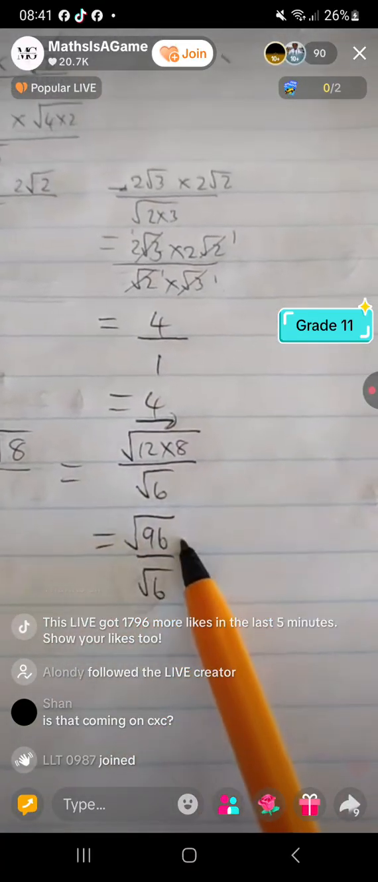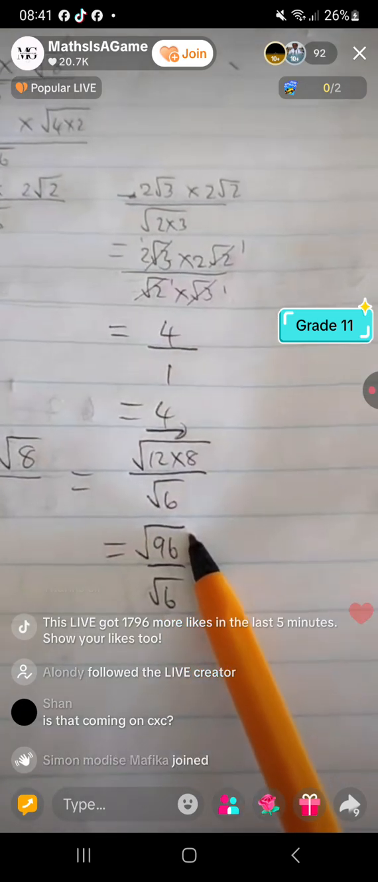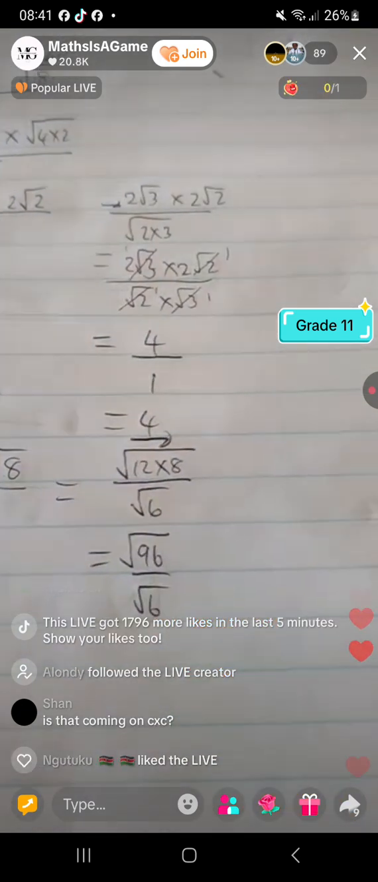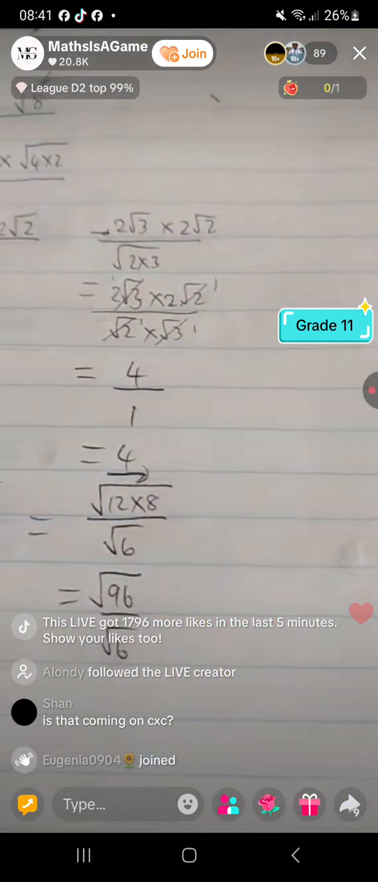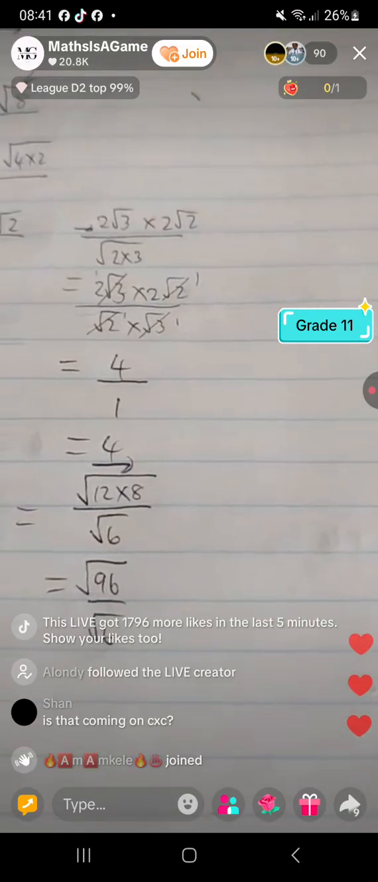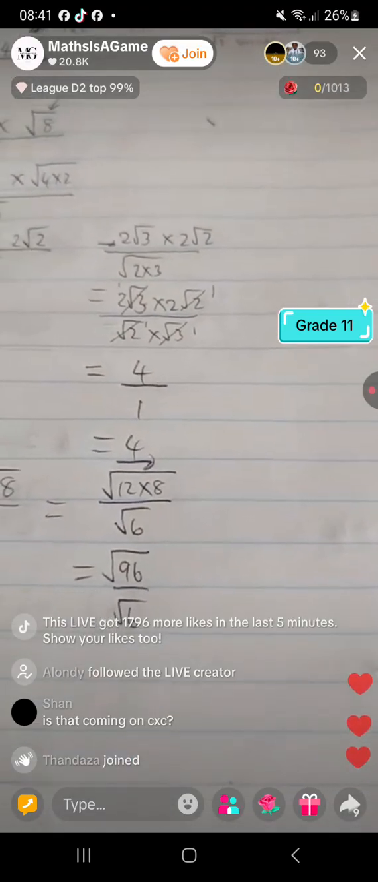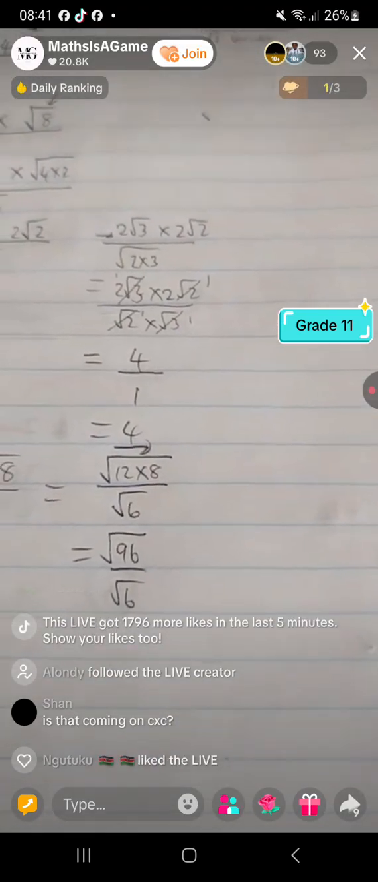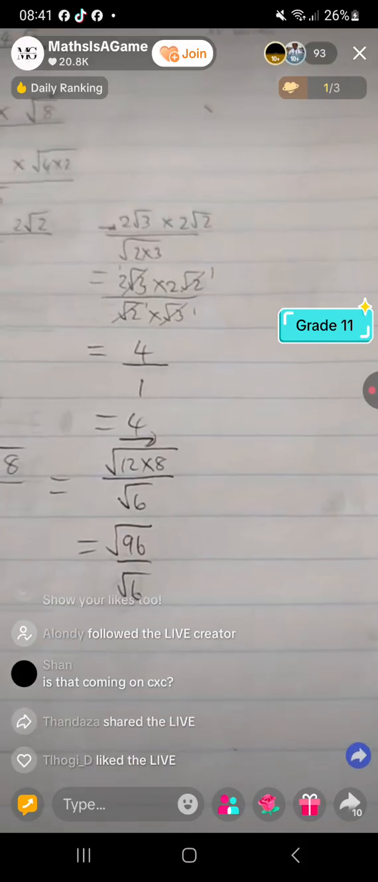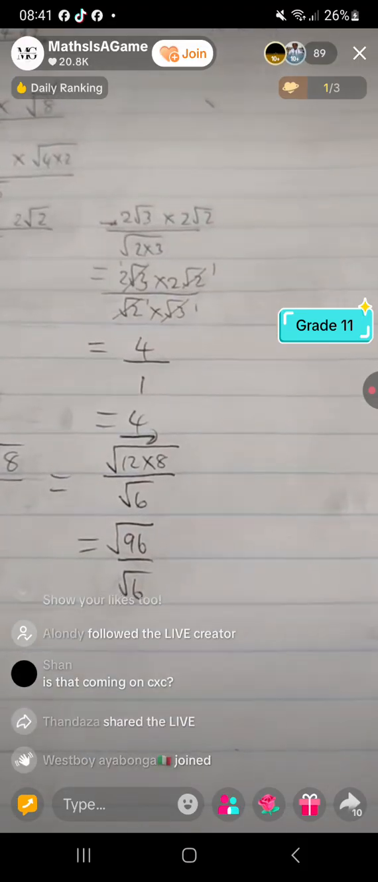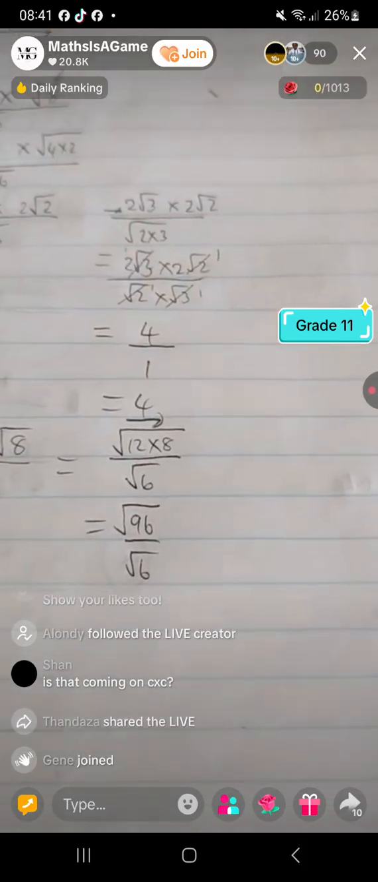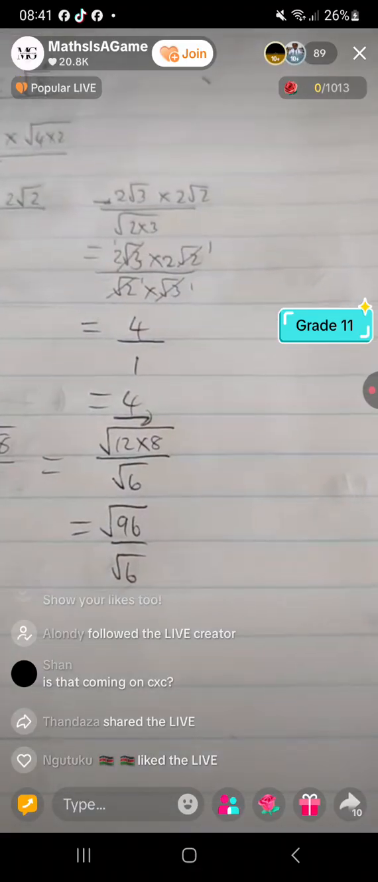Now the question, can you write this as a perfect square and another number? That is the $1 million question. Can you write 96 as a perfect square and another number? Is it possible?